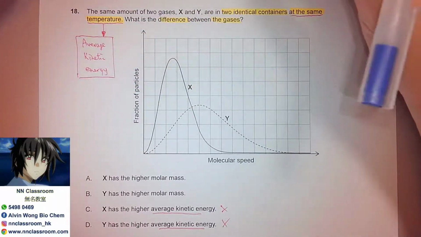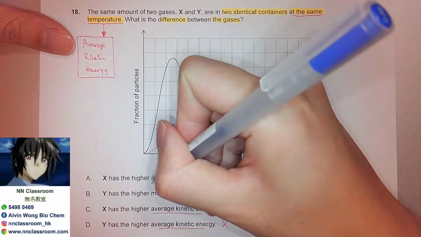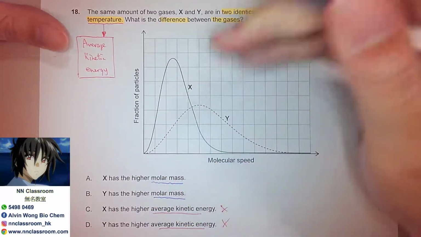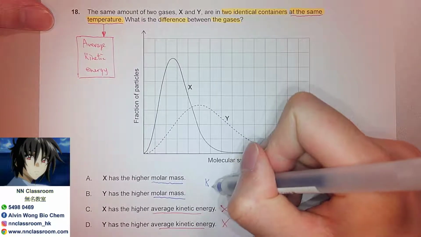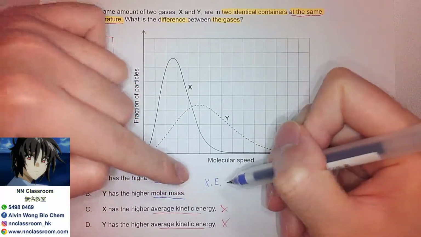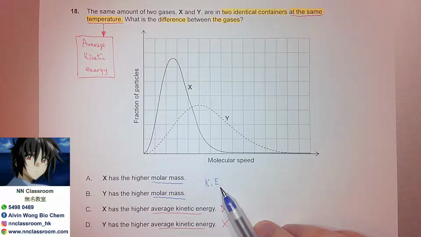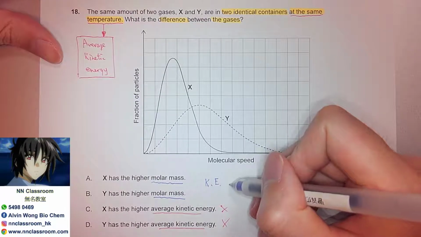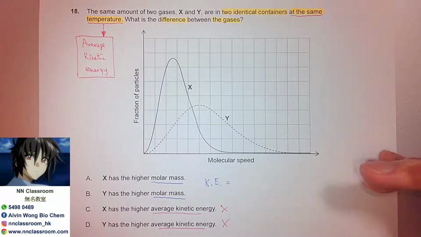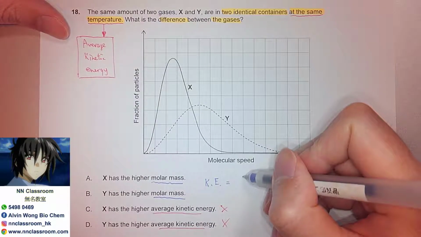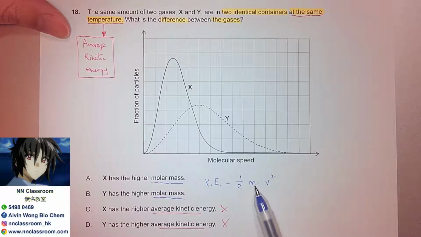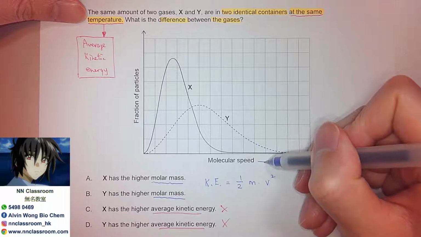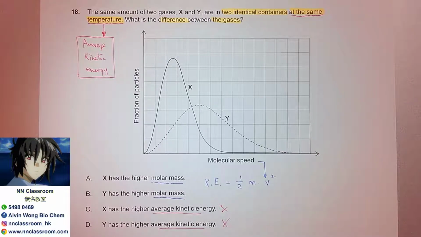Next, we need to think about molar mass. The easiest way is to think of the equation behind kinetic energy, symbol KE. It's a little bit physics, but this is going to be easy if we look at the equation. KE is half times m times v squared, where m stands for the mass and v stands for the velocity, simply the molecular speed.